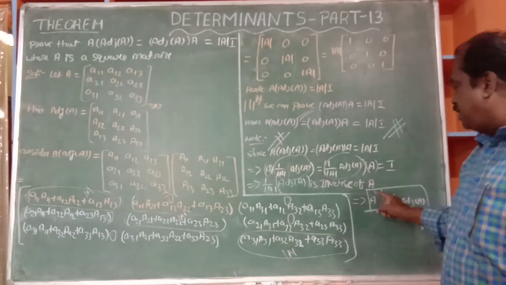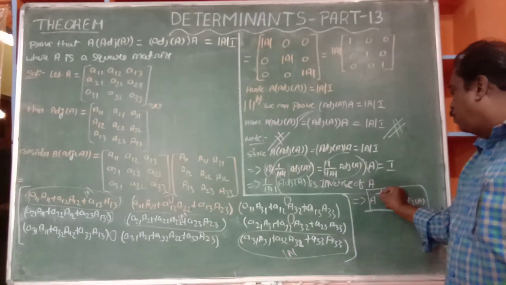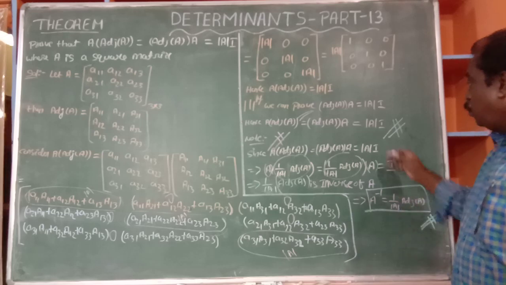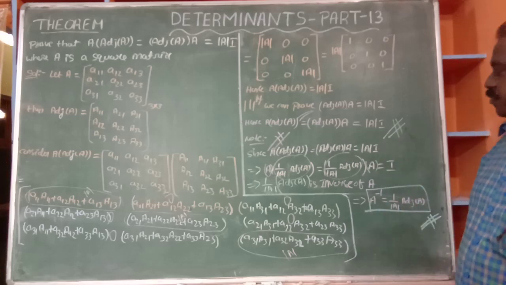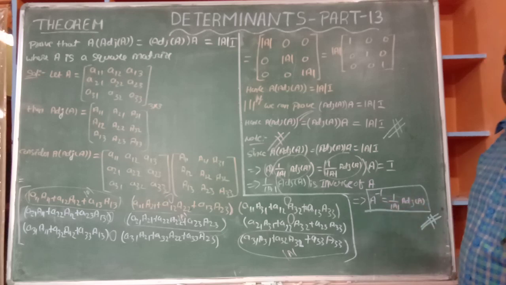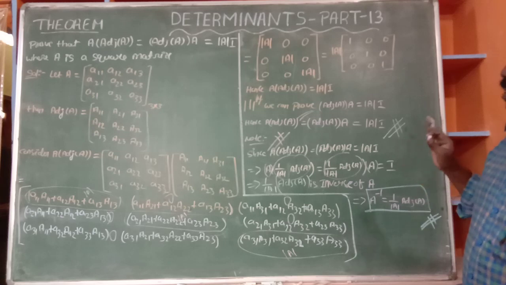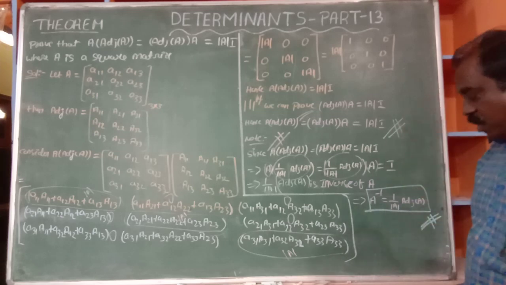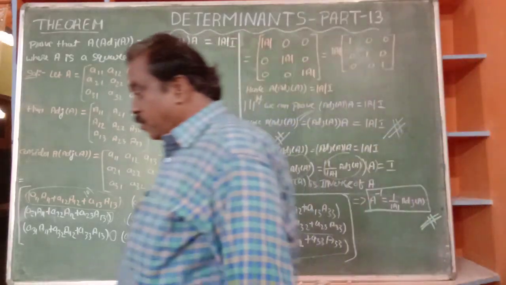So A inverse is the notation I read. A inverse is equal to nothing but 1 by det A into adjoint A. Two very important concepts are there. By using this, we can find the inverse of any matrix. Okay? This is a very important theorem. Try to follow it 3 or 4 times. You will learn it well. Okay? Yeah.